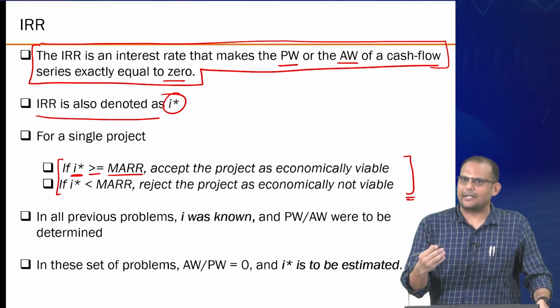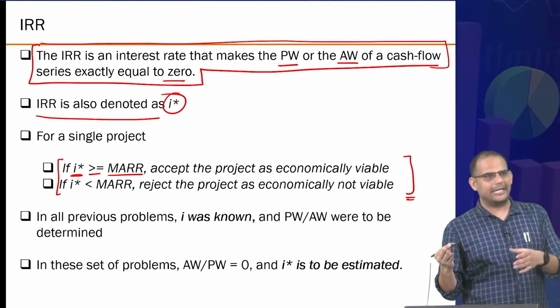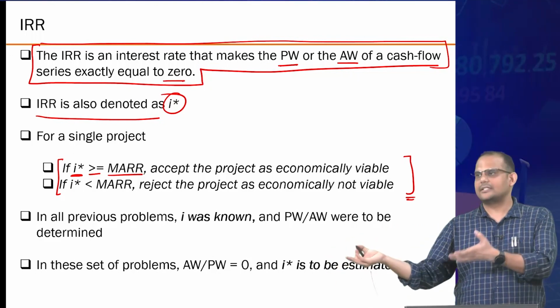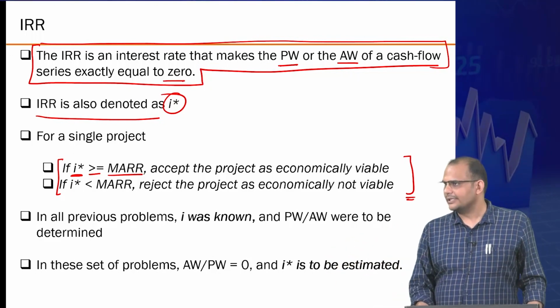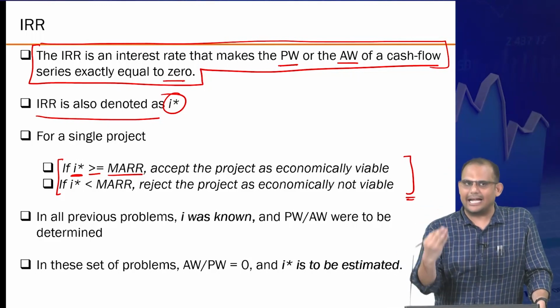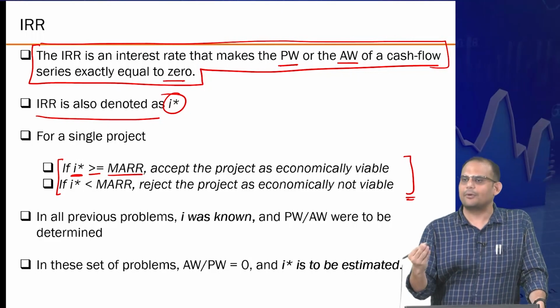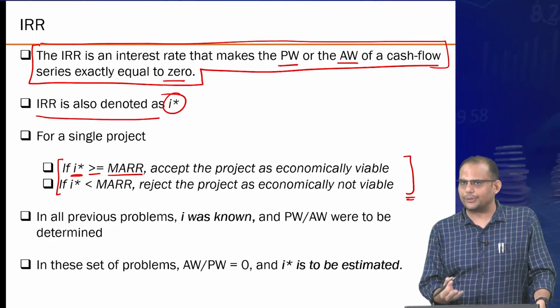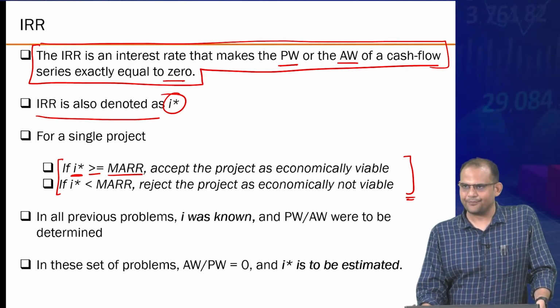Otherwise, it's better that you do not invest the money in this project. That money is already getting invested somewhere and it's generating you at least MARR. So, only when the IRR of a project is more than your minimum acceptable rate of return, only then does it make sense for you to invest in a particular project.